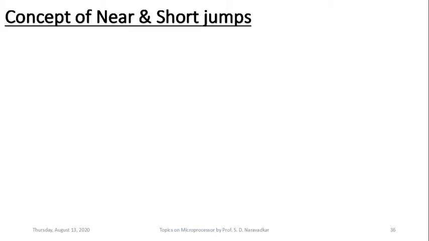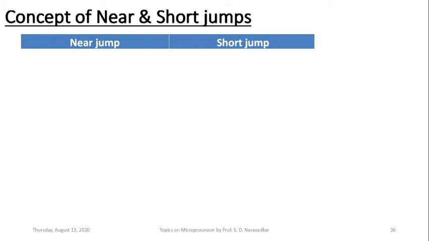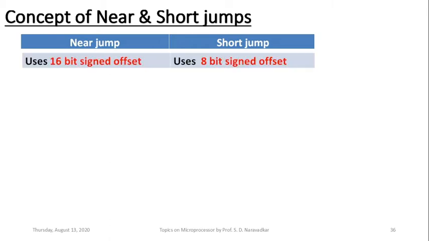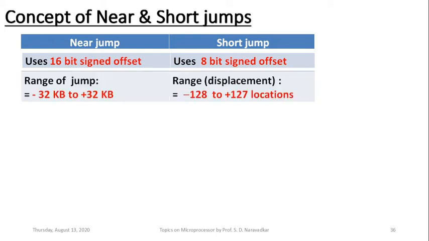Now on the subsequent slide, I want to explain the concept of near and short jumps, again in a comparative manner. There are two columns. The first column is near jump, the second column is short jump. In case of a near jump, it uses a 16-bit signed offset, as specified here. In case of a short jump, it uses an effective 8 bits of signed offset.